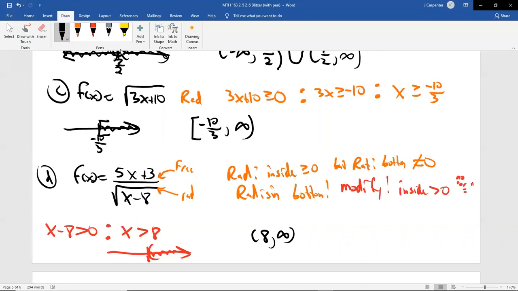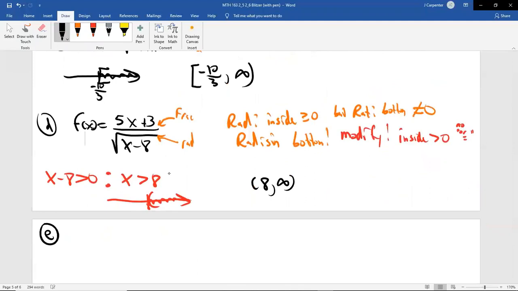Now the radical was in the bottom. It didn't have to be in the bottom. Spoilers for E. That changes the swing of things a little bit as well. So you can have a rational and a radical in the same problem. The radical could be in the bottom, it could be in the top. You could actually have both, which is not normal for this course, but you could.